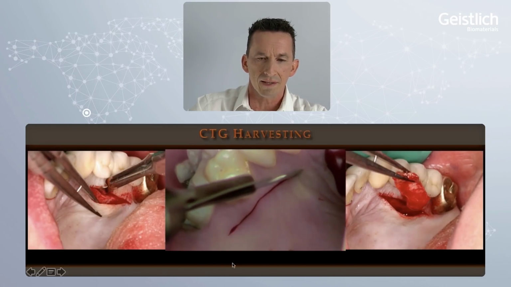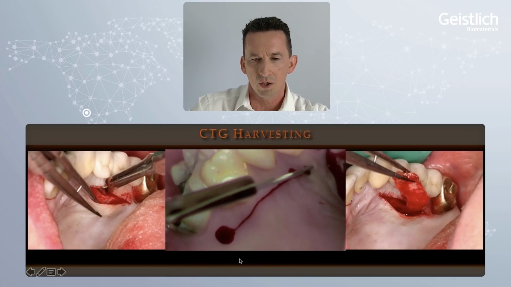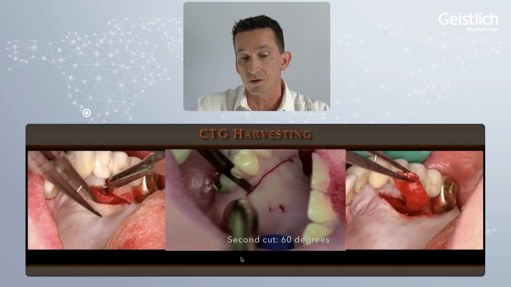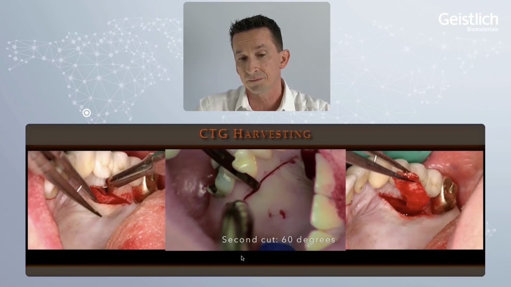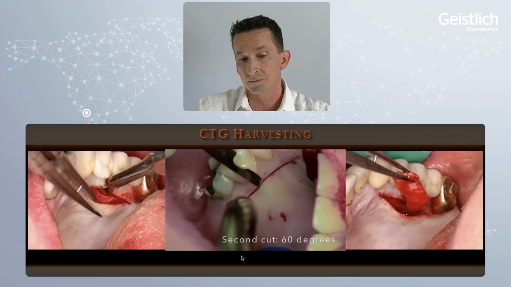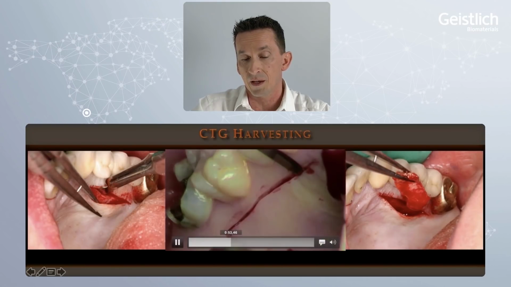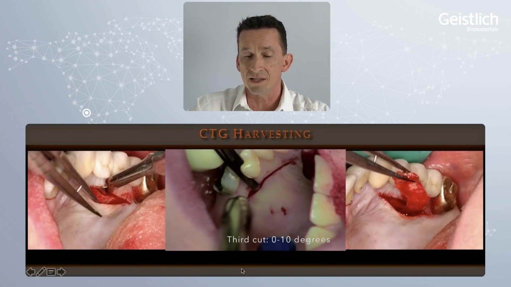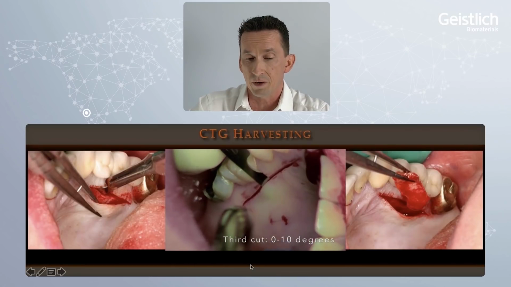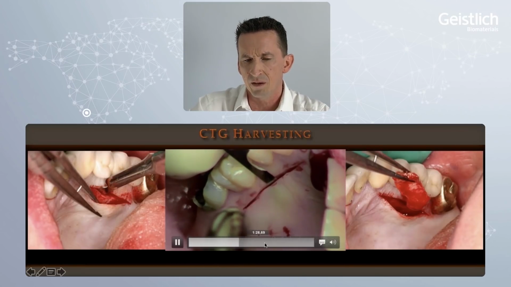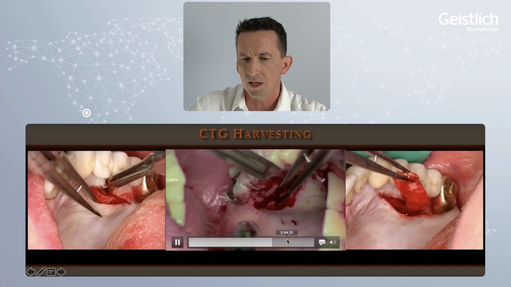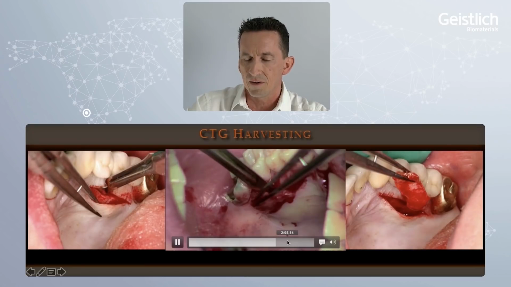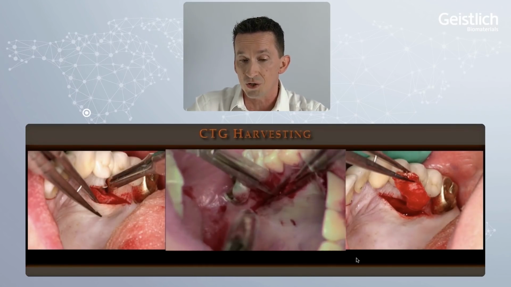Now we do the second cut with 60 degrees angulation. And finally the third cut with 0 to 10 degrees, which is almost parallel to the surface. And finally, after undercutting the connective tissue graft, you can take out this very, very high quality tissue.